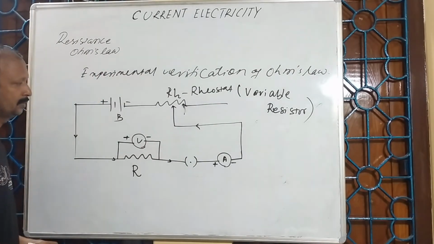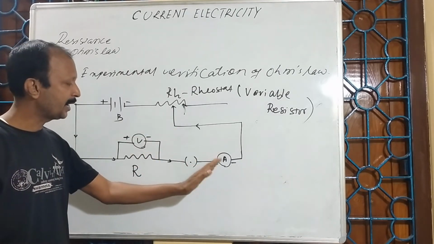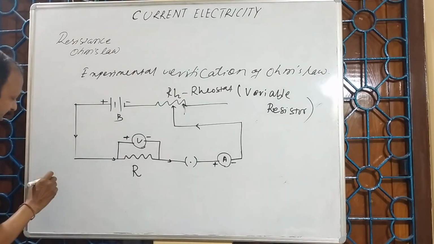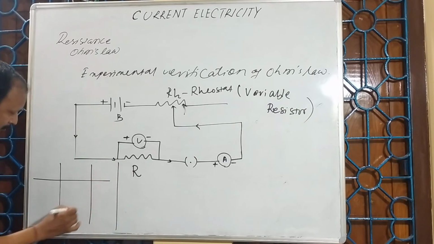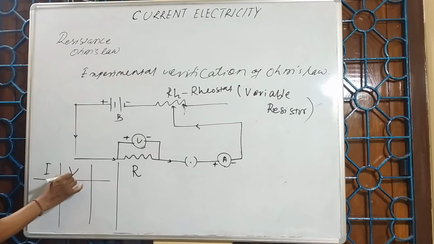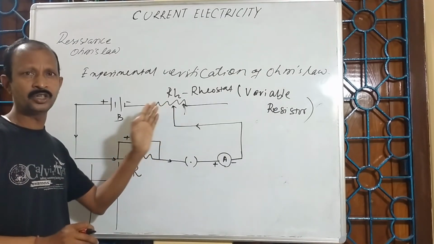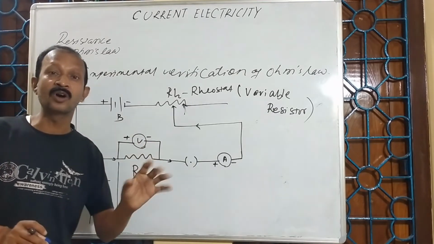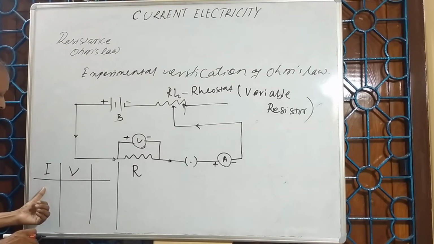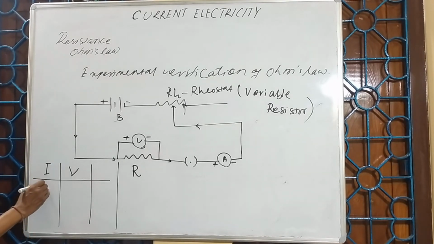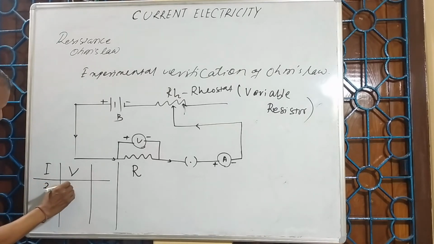Now suppose the switch is on, there will be flow of current. We can record the current from the ammeter, whereas the potential difference from the voltmeter. Suppose this is the current, this is the voltage or potential difference. At the beginning, you adjust the slider, the jockey, so that it allows a minimum amount of current. Then you record the current from the ammeter and voltage from the voltmeter. For example, here current is 2 ampere, potential difference is 4 volt.